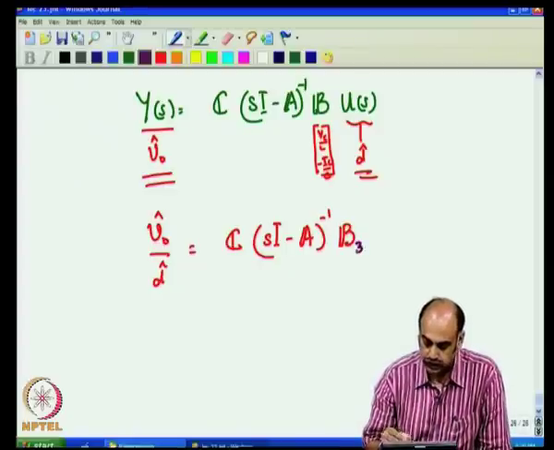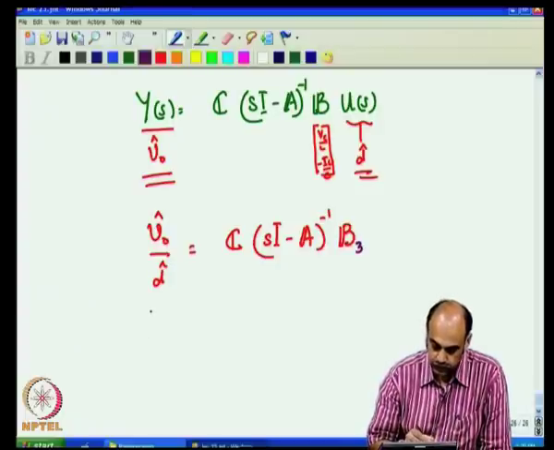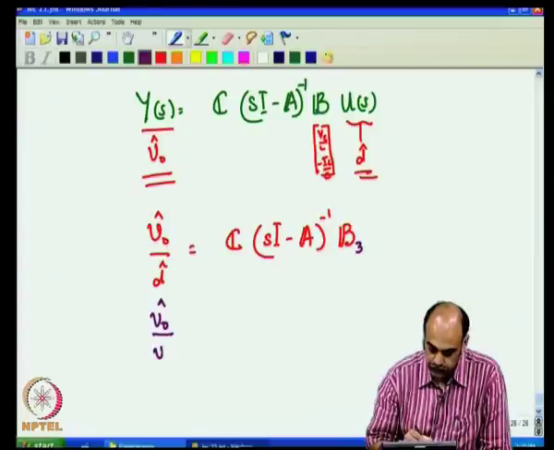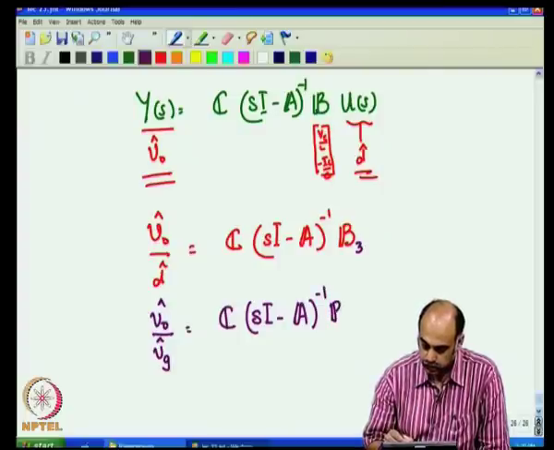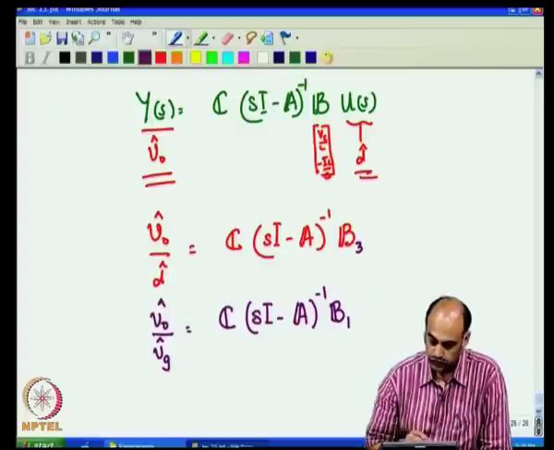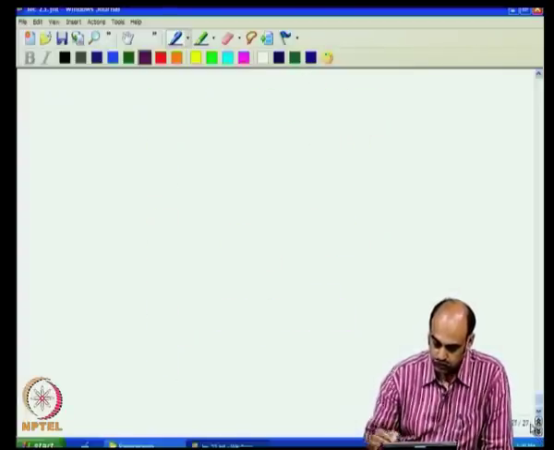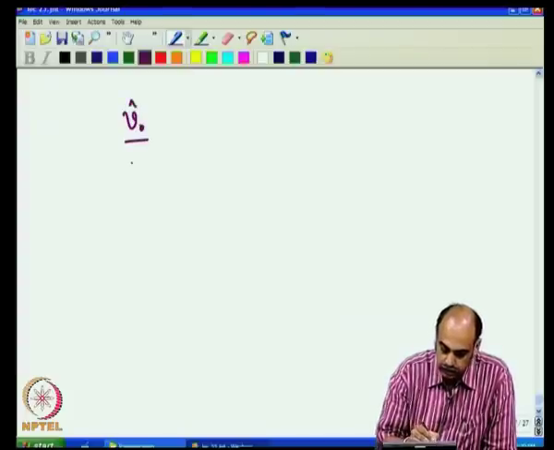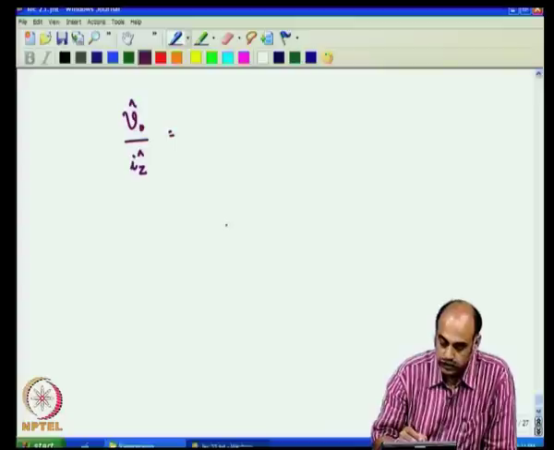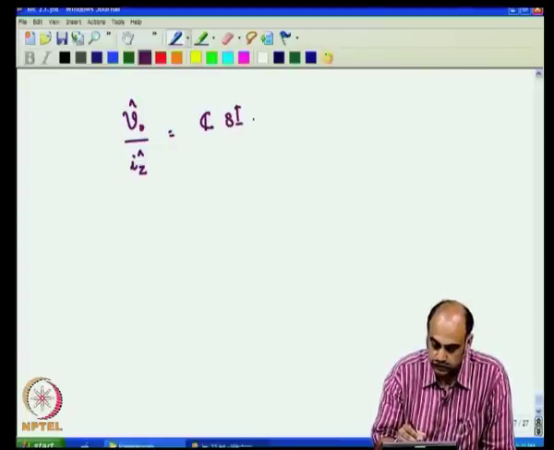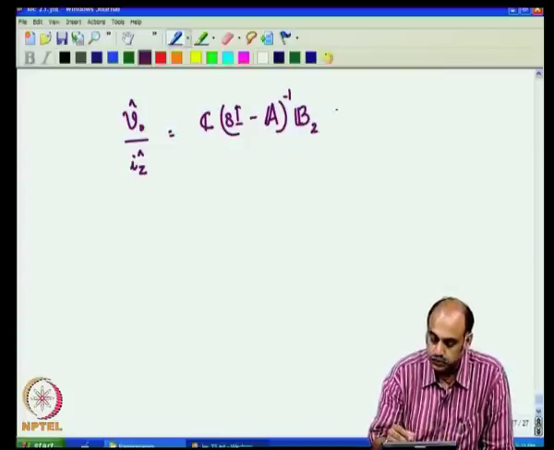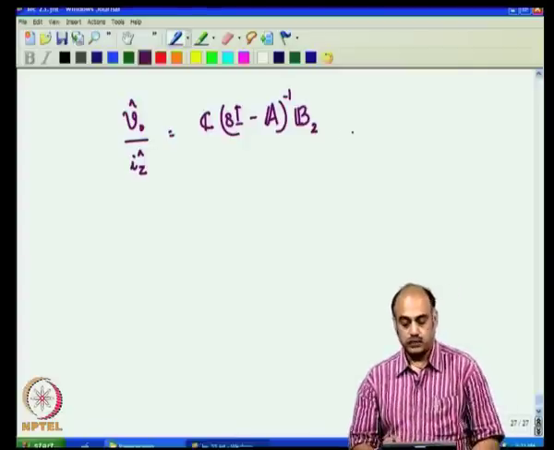So, you use B column 3 in this specific case, or if you need to have V naught hat by Vg hat, you would use C (sI minus A) inverse B column 1, or if you would like to have V naught hat by Iz hat, the load disturbance transfer function, you will have C (sI minus A) inverse B column 2, and so on like that.